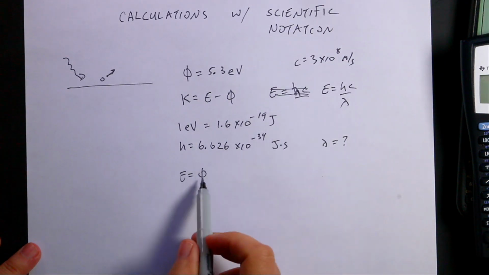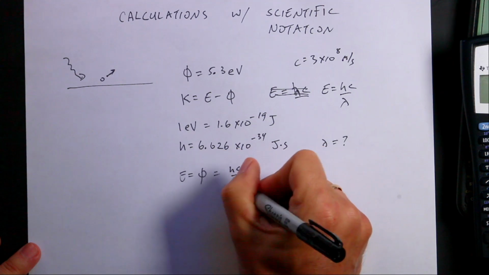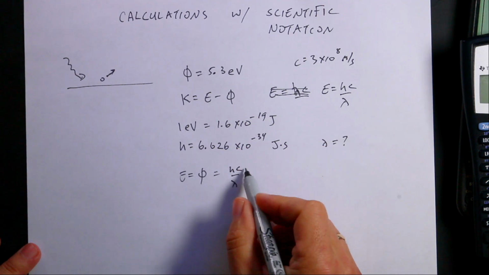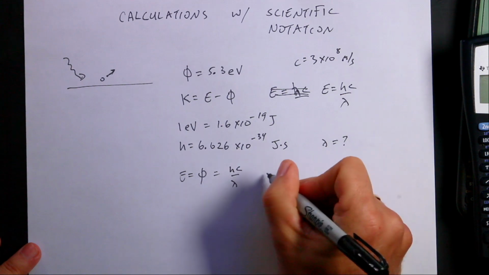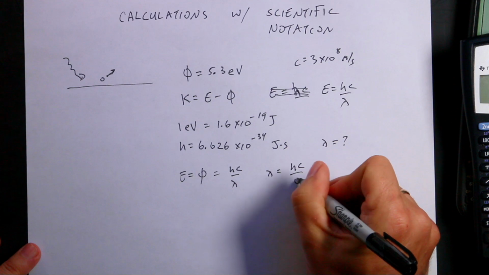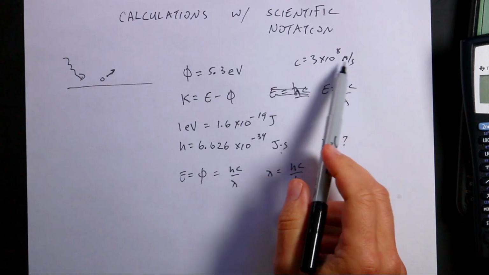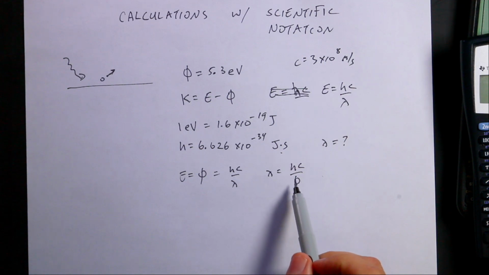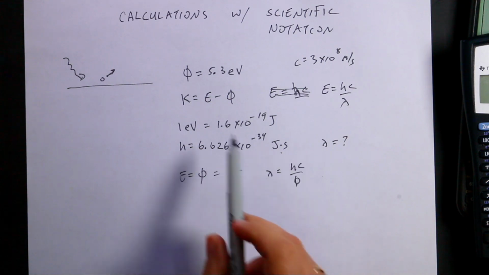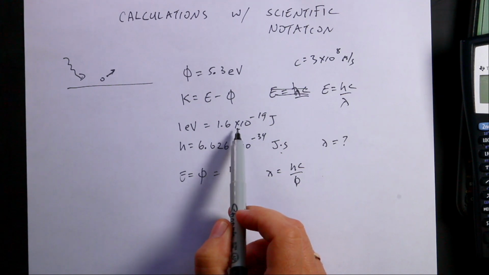So I want to solve for lambda. Let's set all this equal to each other. I get this is hc over lambda. Solve this for lambda, multiply both sides by lambda divided by phi, and I get lambda equals hc over phi. But since h is in joule seconds and c is in meters per second, then phi has to be in joules. So I need to convert that to joules by multiplying by 1.6 times 10 to the negative 19th.